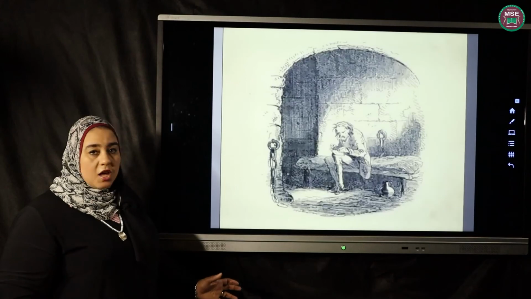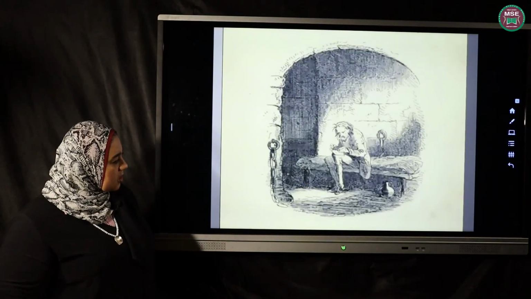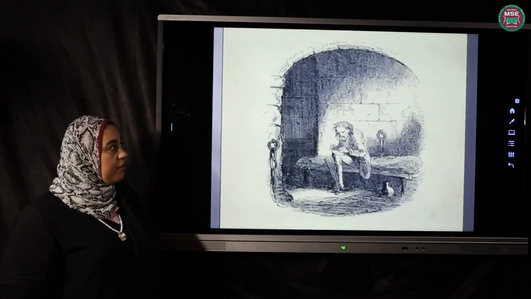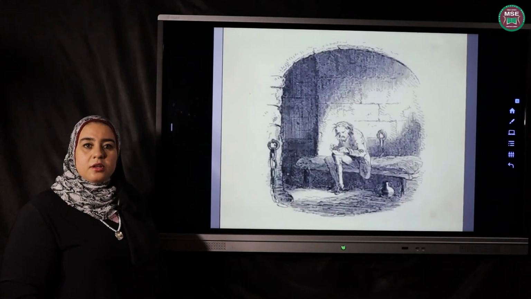This is a picture of Dr. Manette sitting, making shoes in the prison. By this we have finished the first three chapters. Please read the chapters in detail from your own book and revise our summary once more.